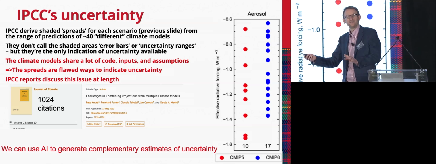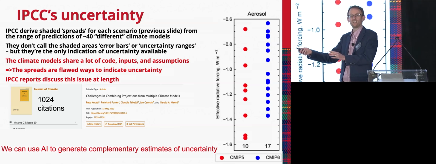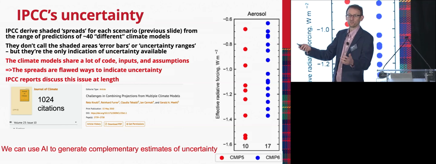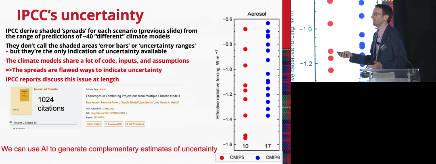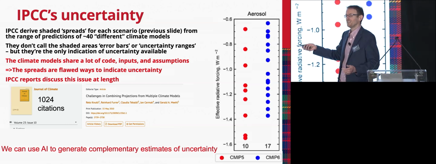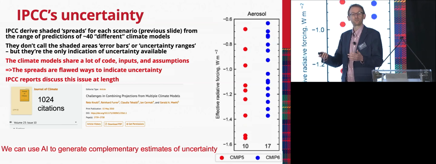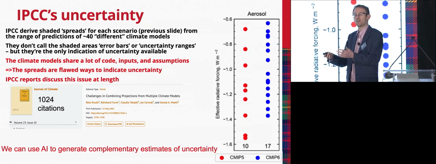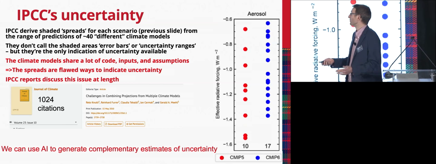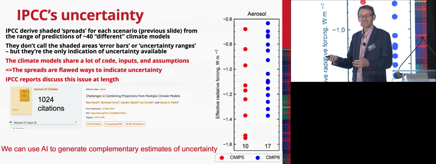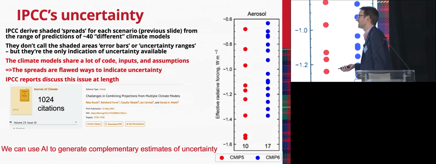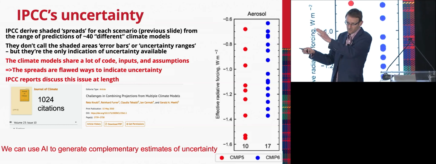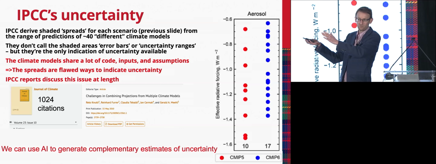Fundamentally, they get this shading by comparing different climate models, and the different climate models produce quite different predictions of global temperatures. The problem with this, and they're well aware of it, is that these climate models share a lot of code, a lot of assumptions, and a lot of inputs. Correlations in these uncertainties are a statistician's nightmare, of course, and it means these shaded bars are not as robust as we would like.